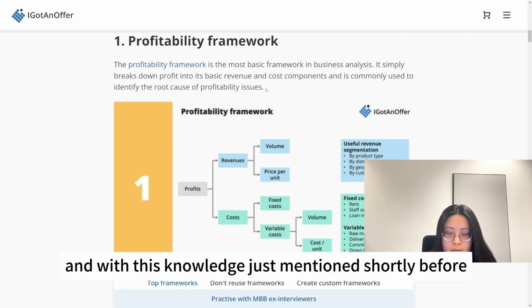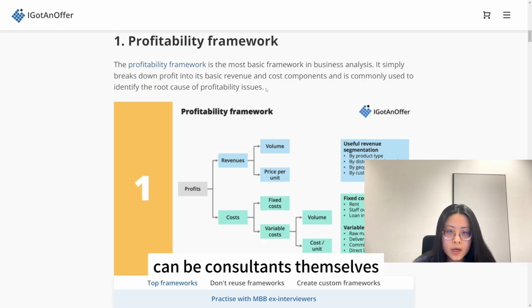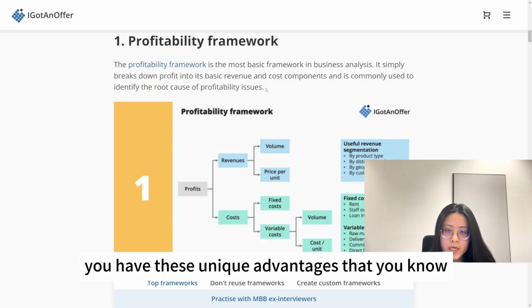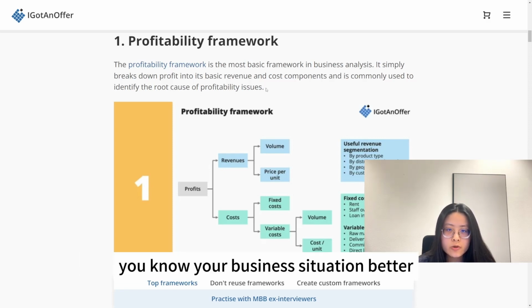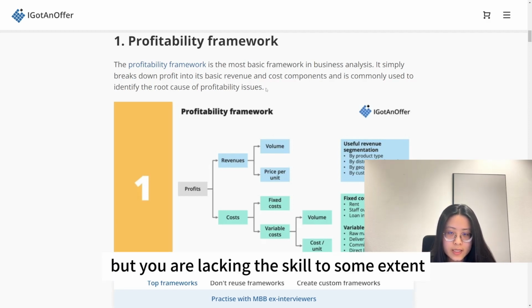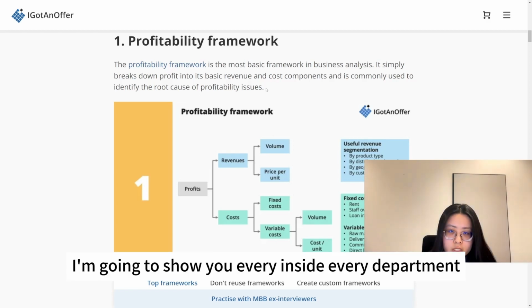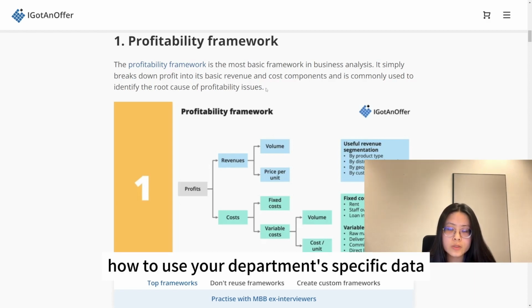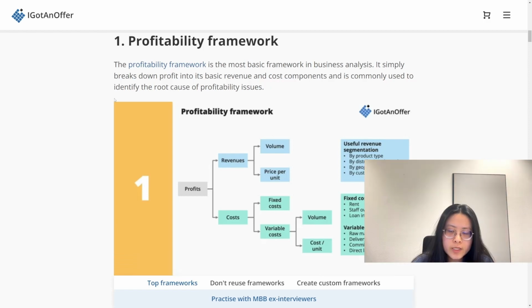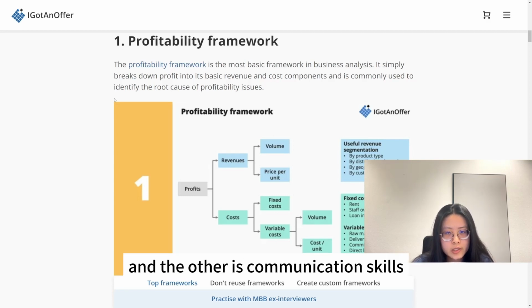And with this knowledge, as mentioned shortly before, all of the employees in your company can be consultants themselves. By doing this, you have the unique advantage that you know your business situation better than an outside consultant. But you lack the skill, to some extent, to actually analyze it. I'm going to show you, inside every department, how to use your department's specific data to make data-driven decisions. By the way, for most consultants, two skills are essential. One is data analytics skills, and the other is communication skills.